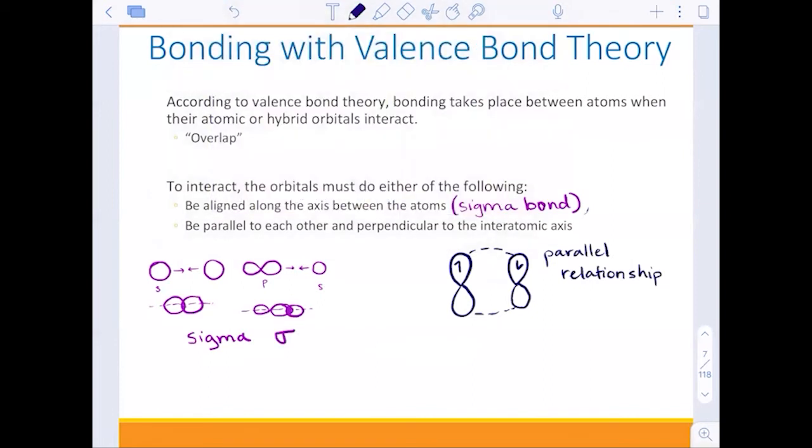The parallel relationship is going to be called a pi bond. It's abbreviated again, pi, just like the Greek symbol pi. We'll start to look at these orbitals and see how they come into play and how to recognize them once we start drawing our 3D shapes again.